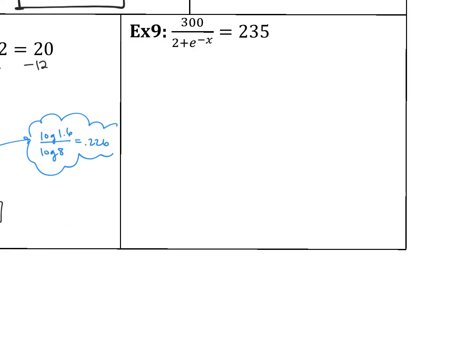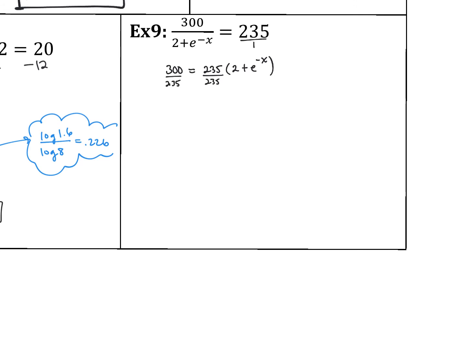All right, let's figure out what to do with this problem on example 9. Remember, this is just over 1. So we already talked about solving rationals before. Let's cross multiply. We're going to have 300 = 235(2 + e^(-x)). All right, let's start solving this thing. Let's divide both sides by 235.